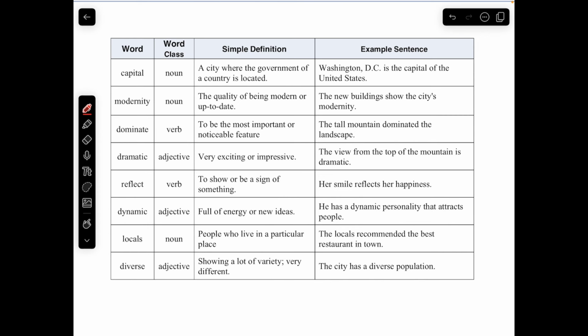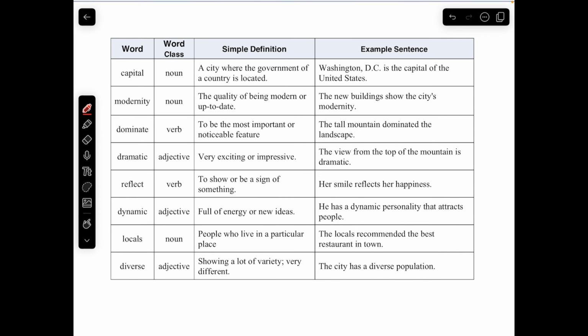Next we have dominate. This is a verb, to be the most important or noticeable feature. The tall mountain dominated the landscape. Next we have dramatic. This is an adjective, very exciting or impressive. The view from the top of the mountain is dramatic. Next, reflect. This is a verb, to show or be a sign of something. Her smile reflects her happiness.